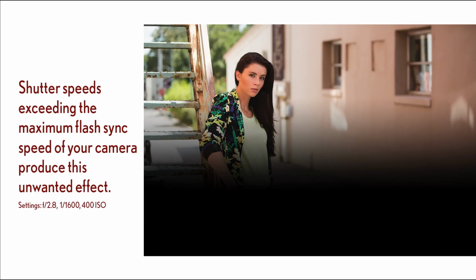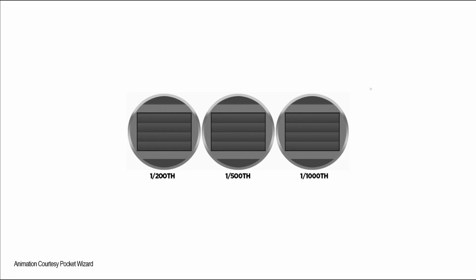So let's just jump over to the animation for a minute and take a look at it. We've got three different illustrations of the inside of the camera, the front and rear curtains at different shutter speeds and how they interact during an exposure. The first one is 1/200th of a second, which is our maximum flash sync speed. The second one is above our sync speed, 1/500th of a second, and the third one is 1/1000th of a second, which is very much faster.